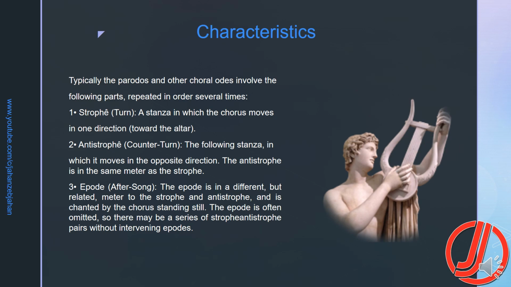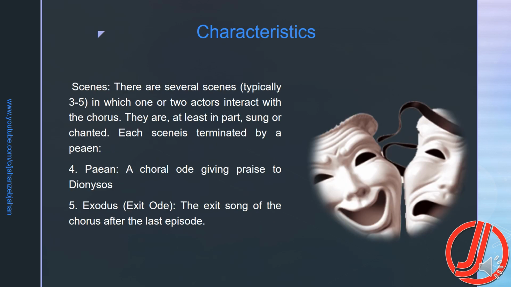Typically, the parados and other choral odes involve the following parts, repeated in order several times. First of all, a strophe, a stanza that the chorus reads or sings, in which the chorus moves in one direction from right to left towards the altar, and then there is anti-strophe, counter-turn, where the chorus comes back from left to right and sings a stanza in the opposite direction. And then there is epode, that is after the song. So epode is a different way where the chorus is standing still but it is singing.